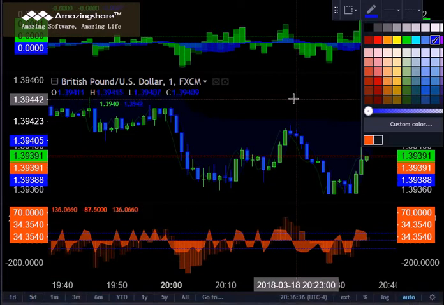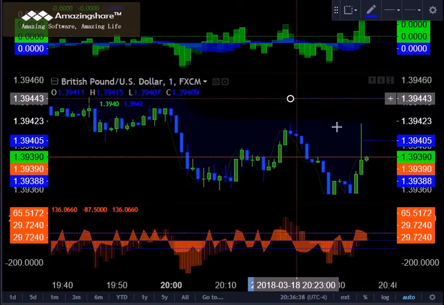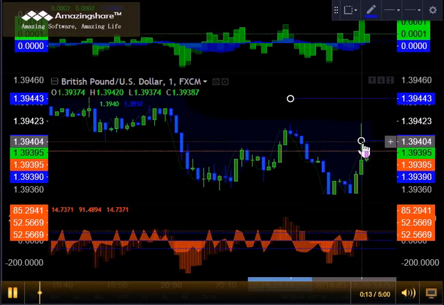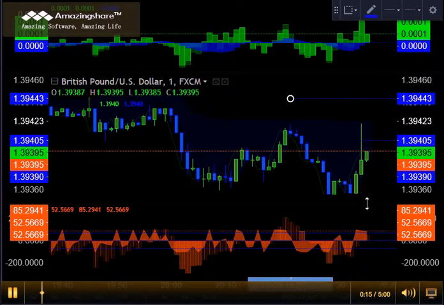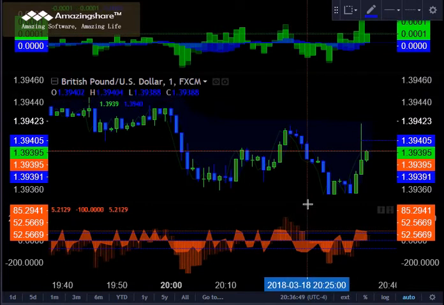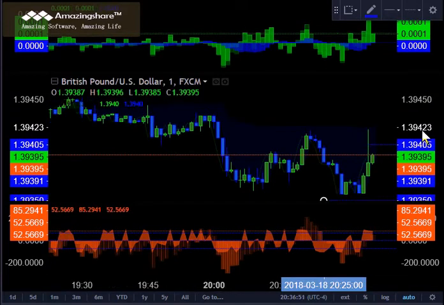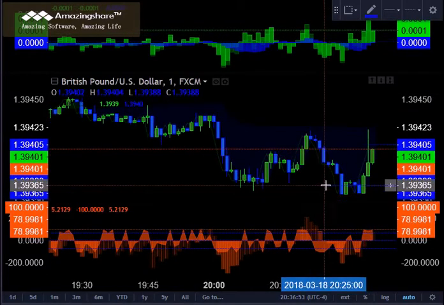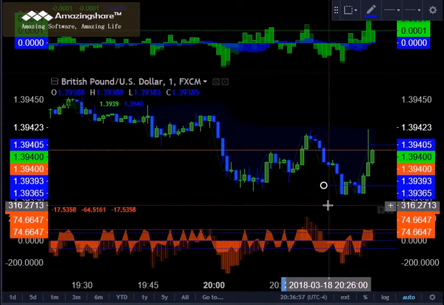In focus, the British pound US dollar. Took a short as this spiked up. We're short 139.40 and a half. We're looking for a potential target initially through 139.36 and a half. So we're looking for a short down to there.